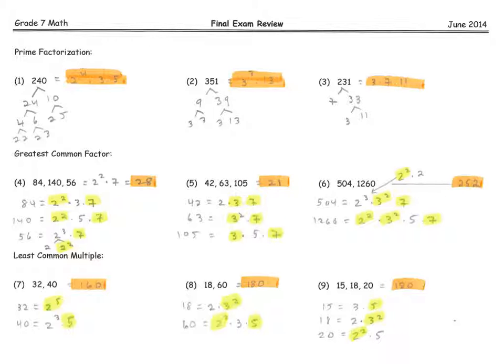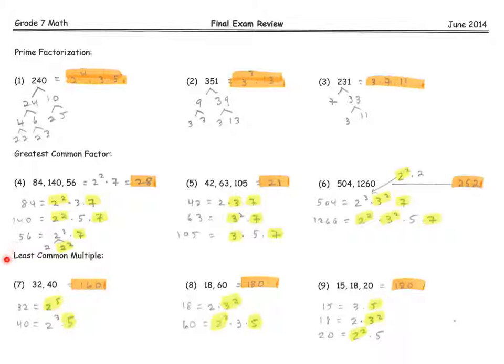In 504 and 1260, I did the same thing. I wrote the factorization for all of these, and I noticed that both of them had 2 squared in it, both of them had 3 squared, and both of them had 7, and I put that together, 2 squared times 3 squared times 7, and I got 252.